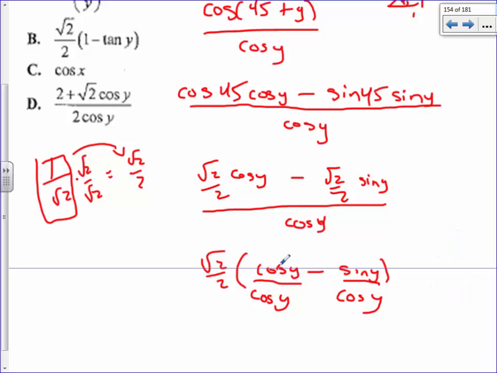Because then the cos y over cos y is 1, and sine over cosine is tan. And hopefully now you'll agree that it looks like B.